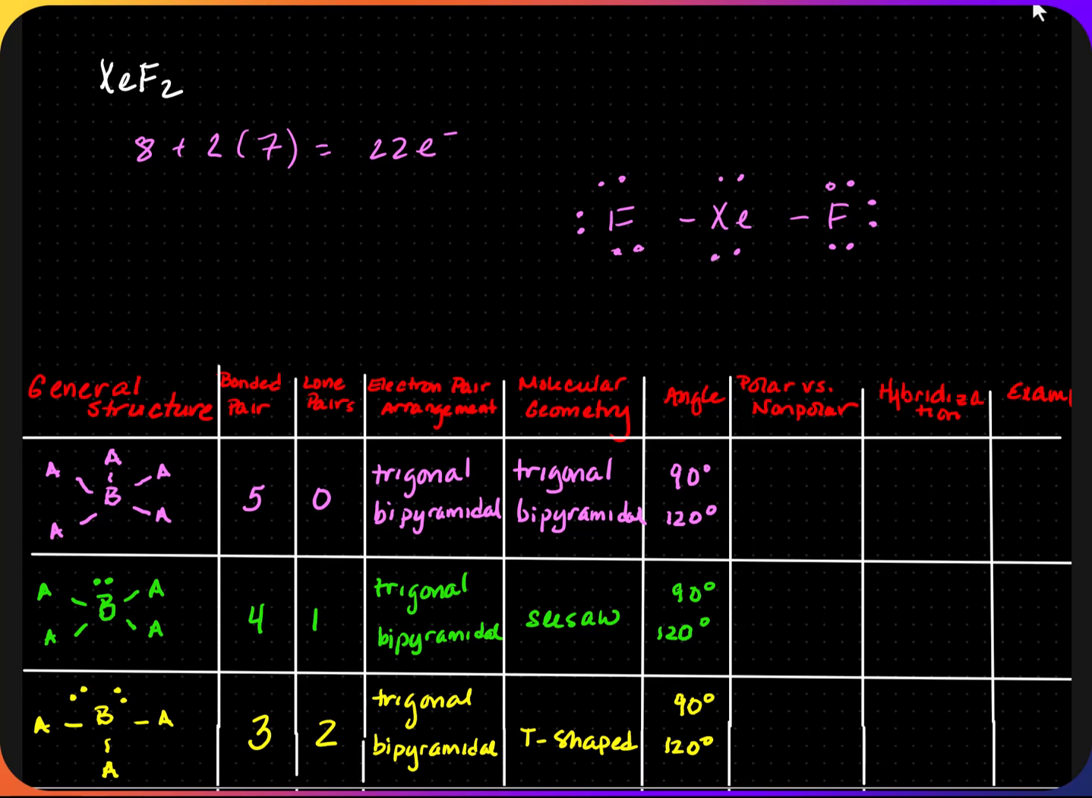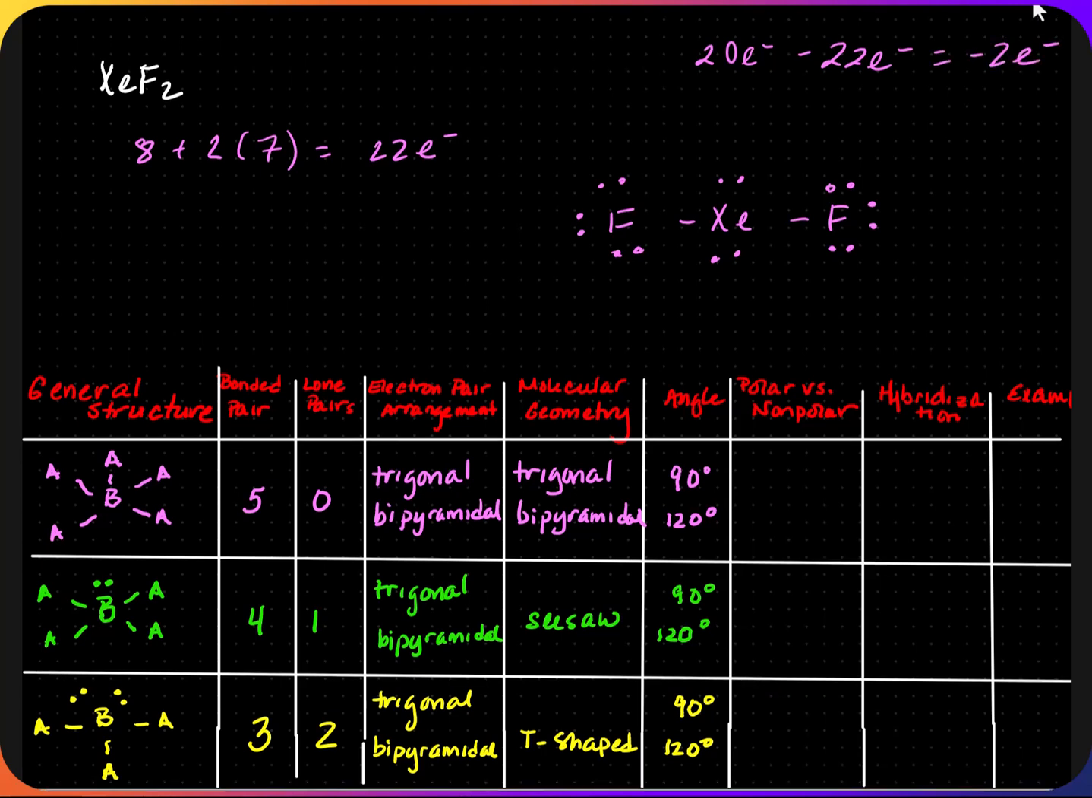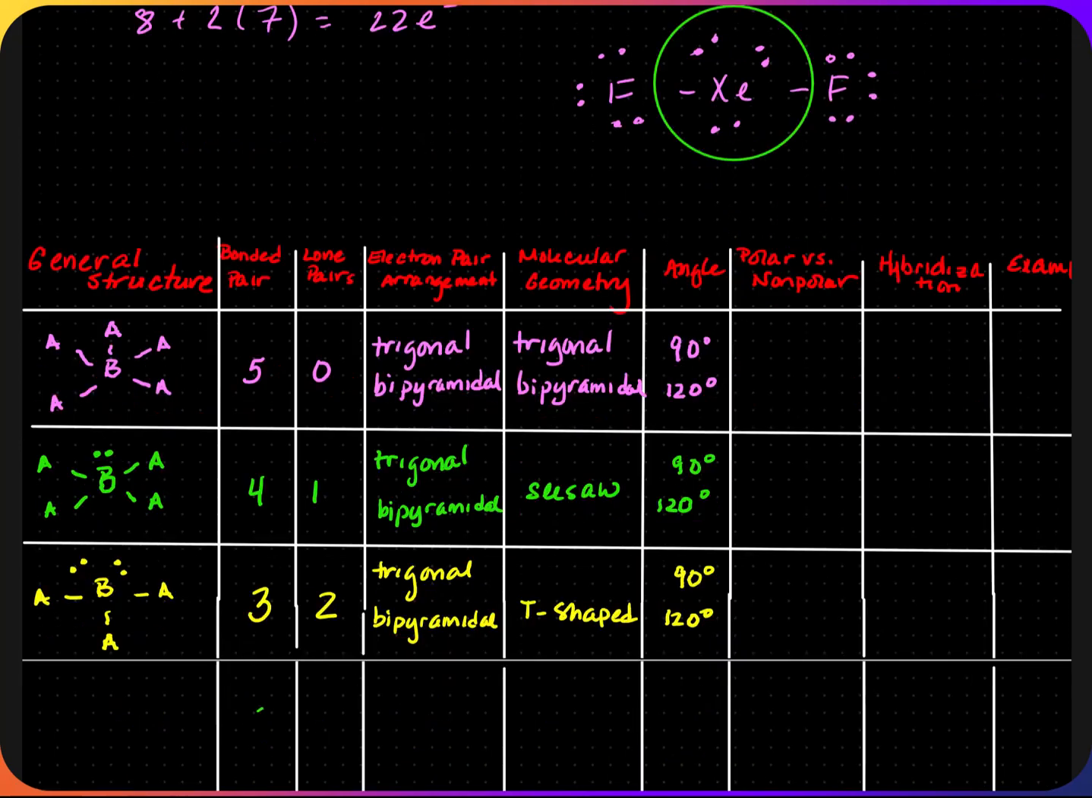If I count, I have 20 electrons from the Lewis dot, and I need 22 electrons. So my Lewis dot is incorrect. I am deficient 2 electrons. The 2 electrons must go into the central atom. So it's going to look like this. So if I look at the central atom Xe, there's 2 bonded and 3 lone.